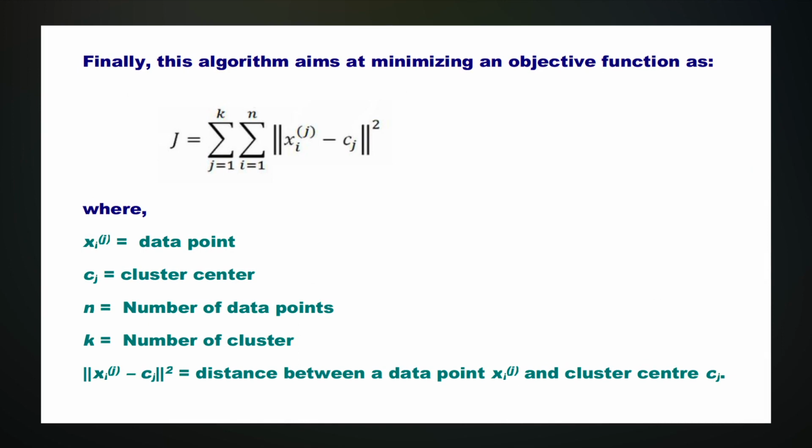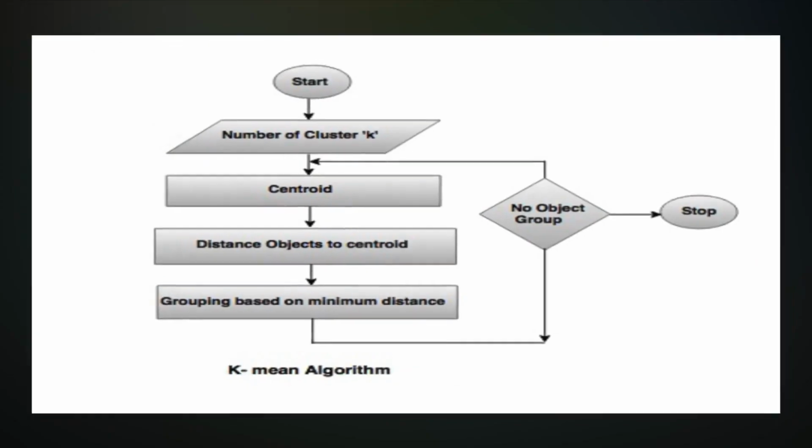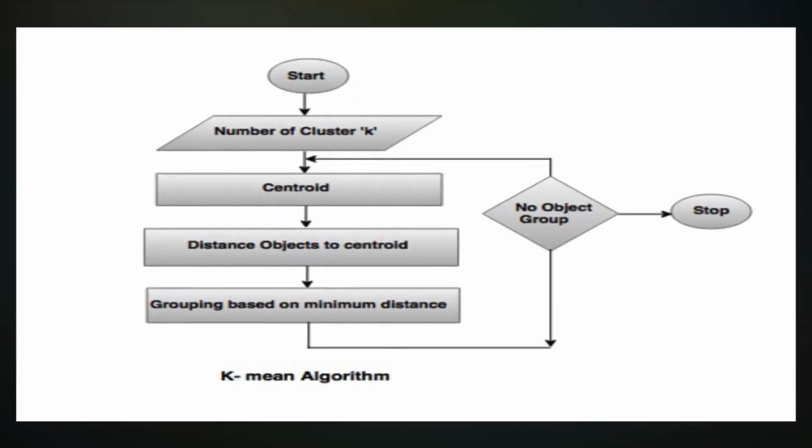Let us look into the function which represents this algorithm. This algorithm aims at the minimization of an objective function J, which is represented as the summation of the square of the modulus of the distance between every point and the centroid. We will see in depth about each component in this formula. xi^(j) represents a data point, Cj represents a cluster center, n represents the number of data points, k the number of clusters, and the square of the modulus of xi^(j) minus Cj represents the distance between a data point xi^(j) and cluster center Cj. Now, let us look into the steps in this algorithm from this flow chart.